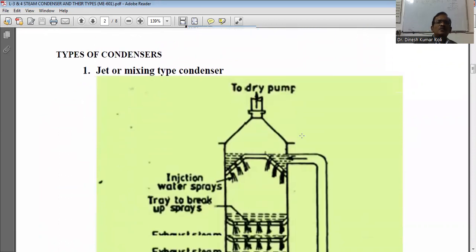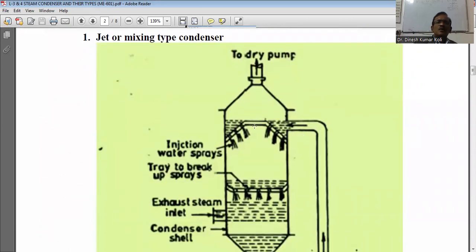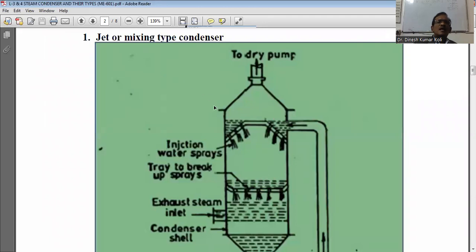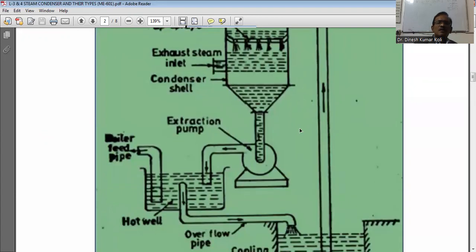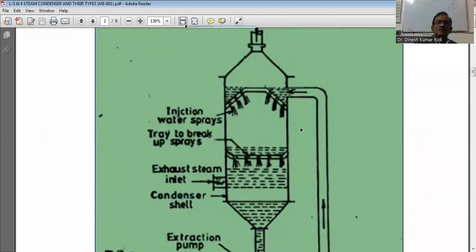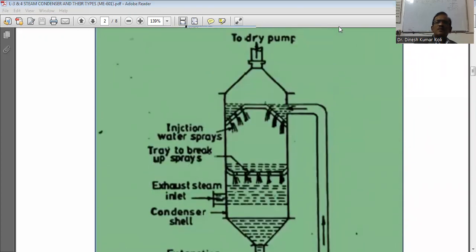Now, there may be different types of condensers. There is one more, which is called the jet or mixing type of condenser. Here there is a figure you can see. Here also the process is approximately the same. The water is coming here from this passage, again from the cooling point. Actually, it is a mixing type of condenser. So the water is coming here, and from the top side, you will see the dry pump. This dry pump is also there.